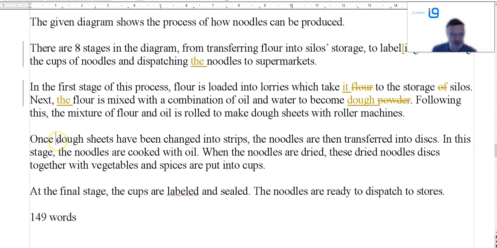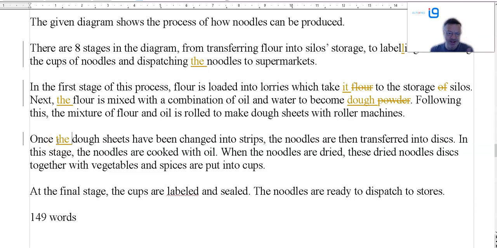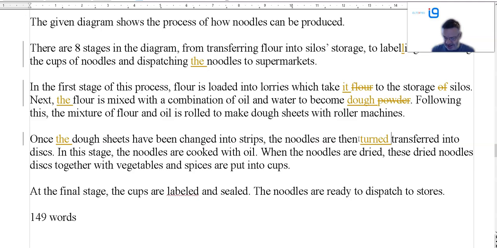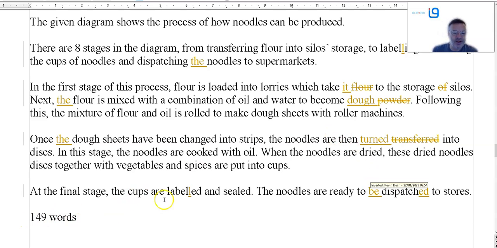"Once the dough sheets have been changed into strips", well, not changed, I mean kind of cut into strips, "adjusted into discs." Can you transfer? They're not transferred. They can be turned into, I suppose, or made, but they're not transferred. "In this stage, noodles are cooked with or cooked in oil. When these ones are dried, these dried noodles together with some spices are put into cups. Cups are labelled and sealed. The noodles are ready to be dispatched", passive, but not dispatching themselves, "to stores." Okay, 149 words.